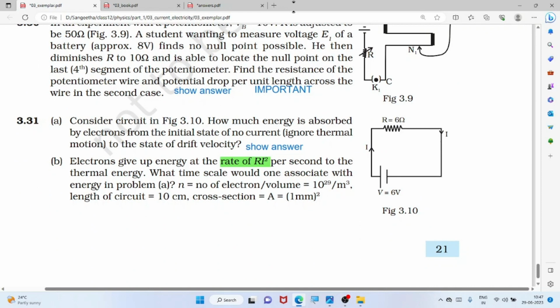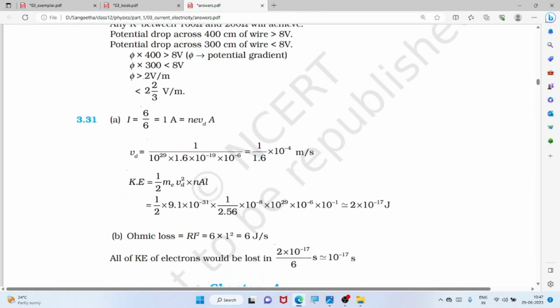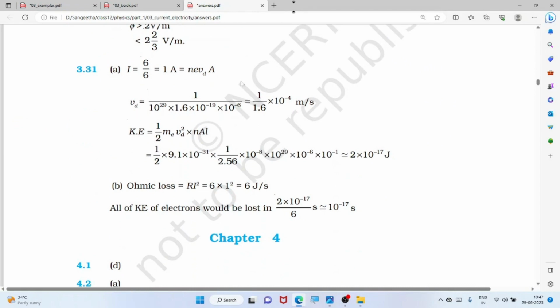Consider the circuit. How much energy is absorbed by electrons from the initial no current? Ignore. Okay, these things show the answer 31. Okay, you can go through this answer.